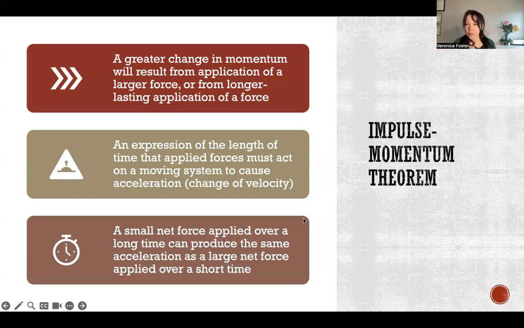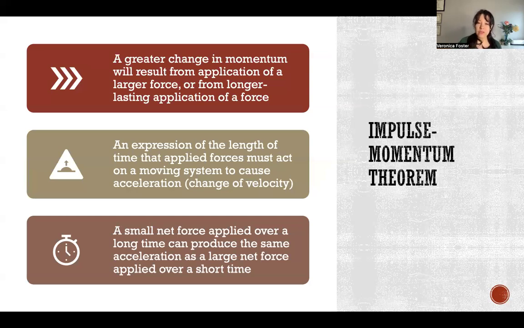So the reason this is important, the reason we care about this, is because impulse is a way of expressing or understanding how the length of time that the force is applied matters. So it's not just how much force is applied to the object or to the system, it's how long that force is applied for, because that also makes a difference. So a greater change in momentum will result from application of a larger force or from longer application of a force, a longer lasting time interval of application of the same force.